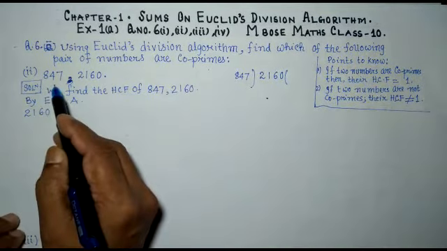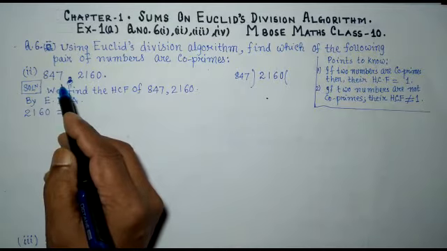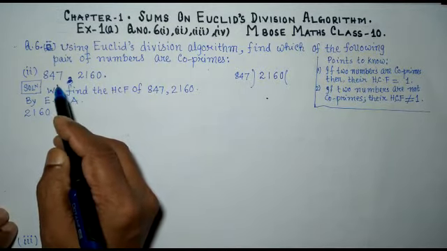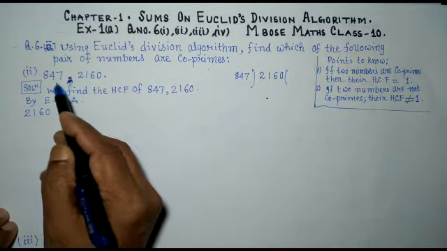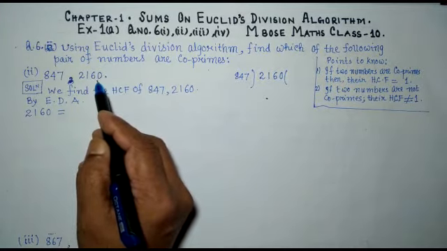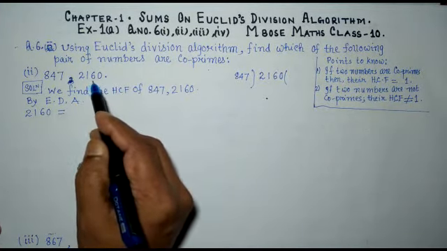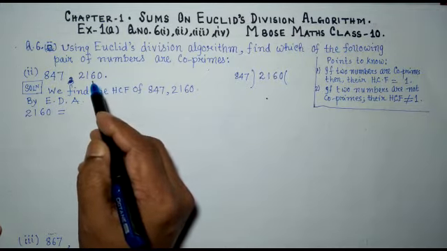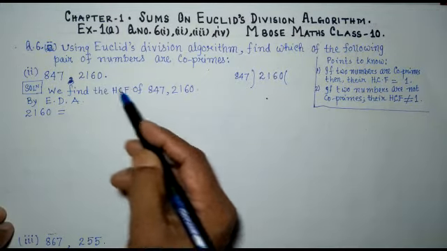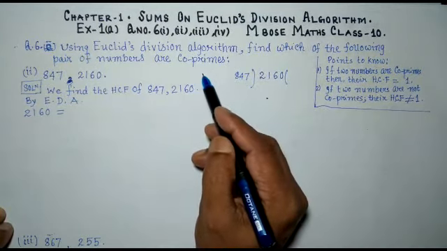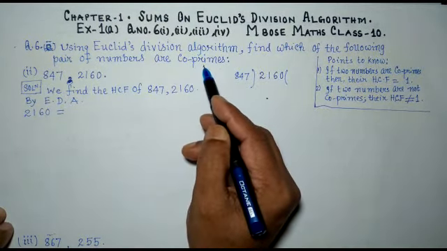So question number 2 first I am giving, then afterwards we'll give question number 1. So 847 and 2160, whether these two numbers are co-prime or not. In my previous lecture also I explained the points to know whether two numbers are co-prime or not.